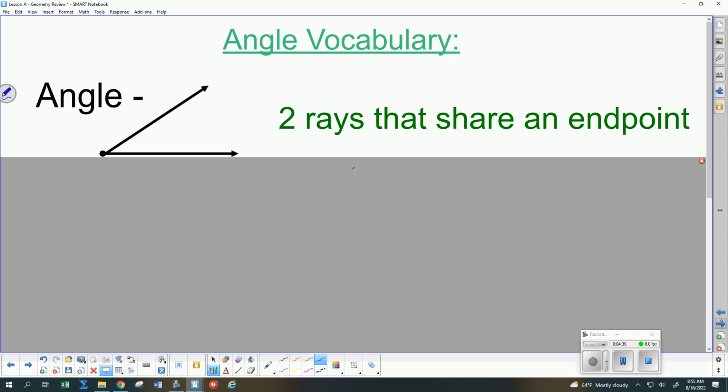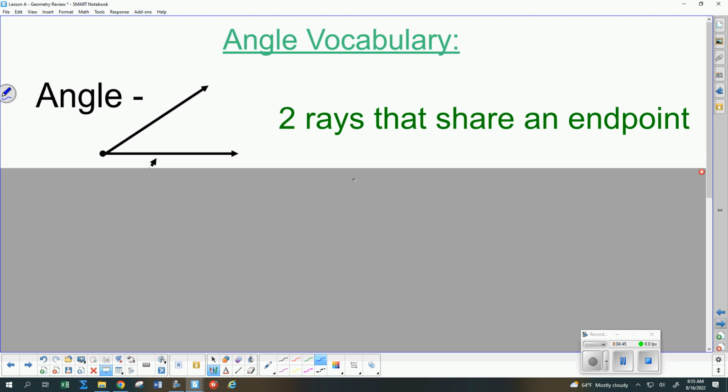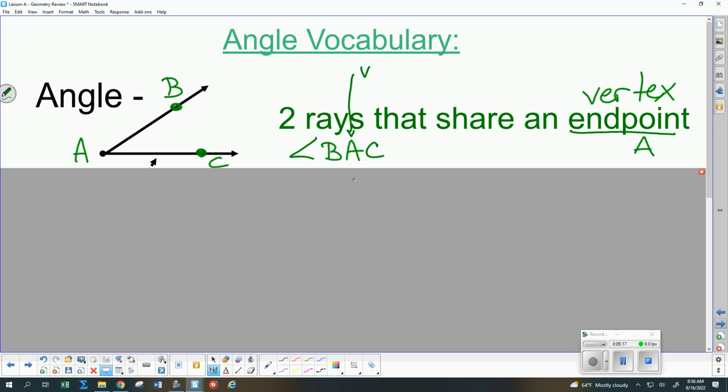So now let's talk about angles. And there are a couple of different ways that we can think about angles. We can think about them as 2 rays that share an endpoint or a vertex. So if this is A, A is that vertex. That's where the angle bends. I would need to write its name. I would need a point on each of the other two sides. So that angle would be, here's the angle symbol, BAC. The vertex must be in the middle.